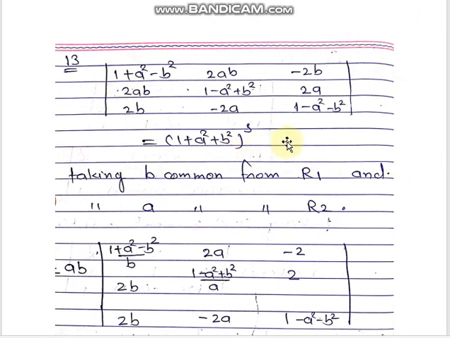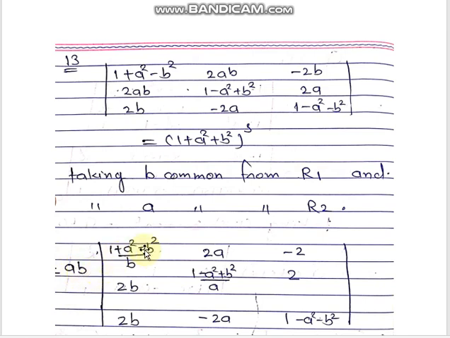So what I am doing here, I am taking b common from row 1. Here we have b, here we have b. To take b common, I will multiply 1 plus a square minus b square by b and divide by b. So we are taking b common from row 1 and a common from row 2. So outside the determinant we will have a and b. Why? Because we have taken common a and b.